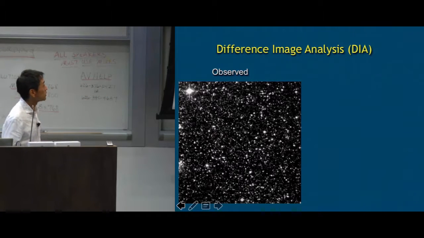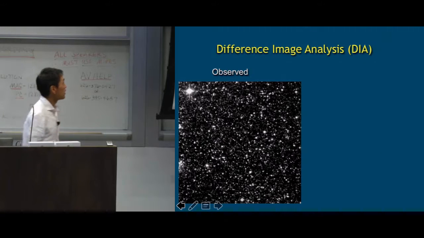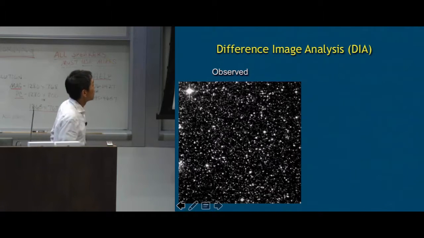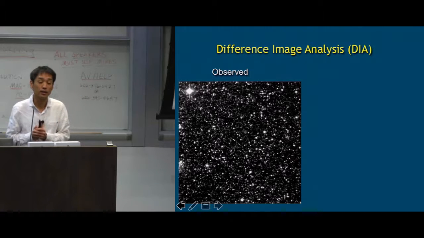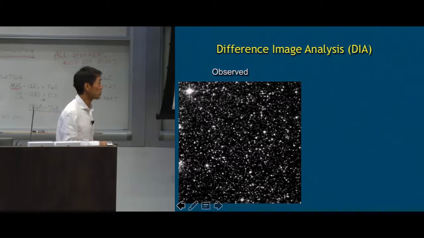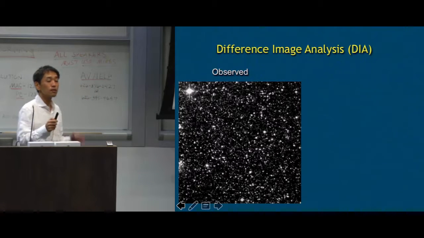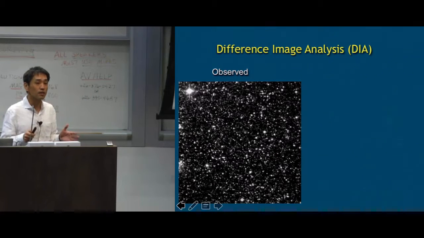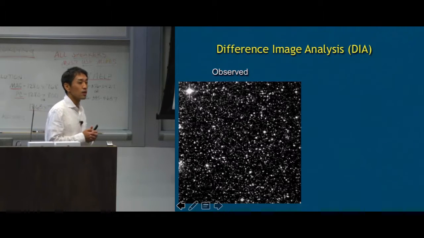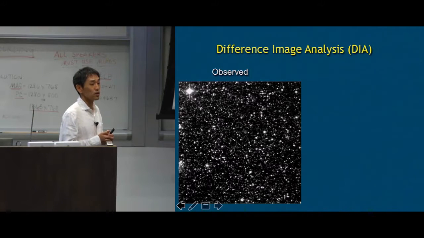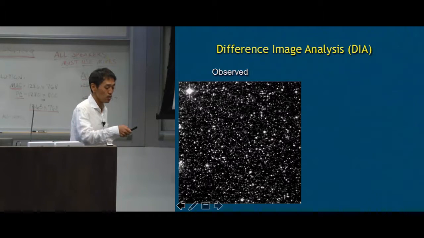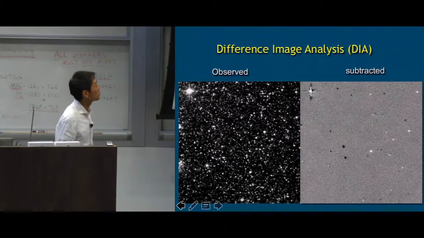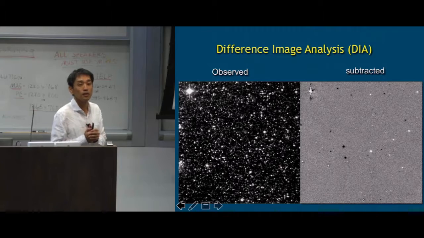So we are using the difference imaging analysis. This is the typical observed image. Most of the pixels are filled by stars, and most of the stars are blended with each other. So we take the best signal to noise image as a reference image, and then subtract this reference image from each observed image. Then we get this kind of subtracted image.